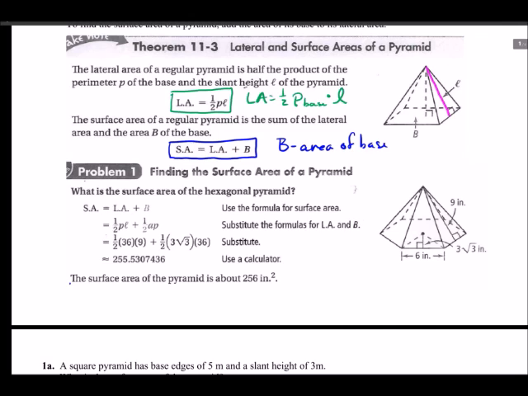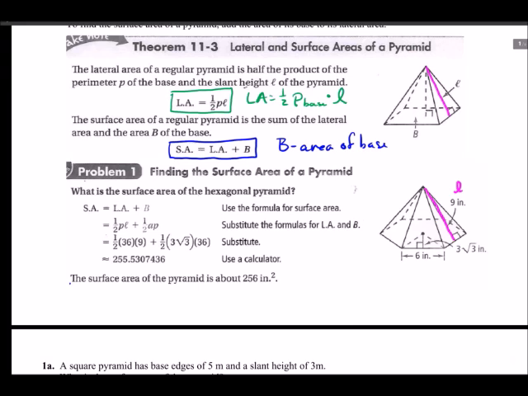Let's take a look at an example here. We want to find the surface area of our hexagonal pyramid. We know surface area is lateral area plus the area of the base. So for lateral area, we know that lateral area is 1/2 times the perimeter times the slant height. And we can see right here that our slant height is 9 inches.